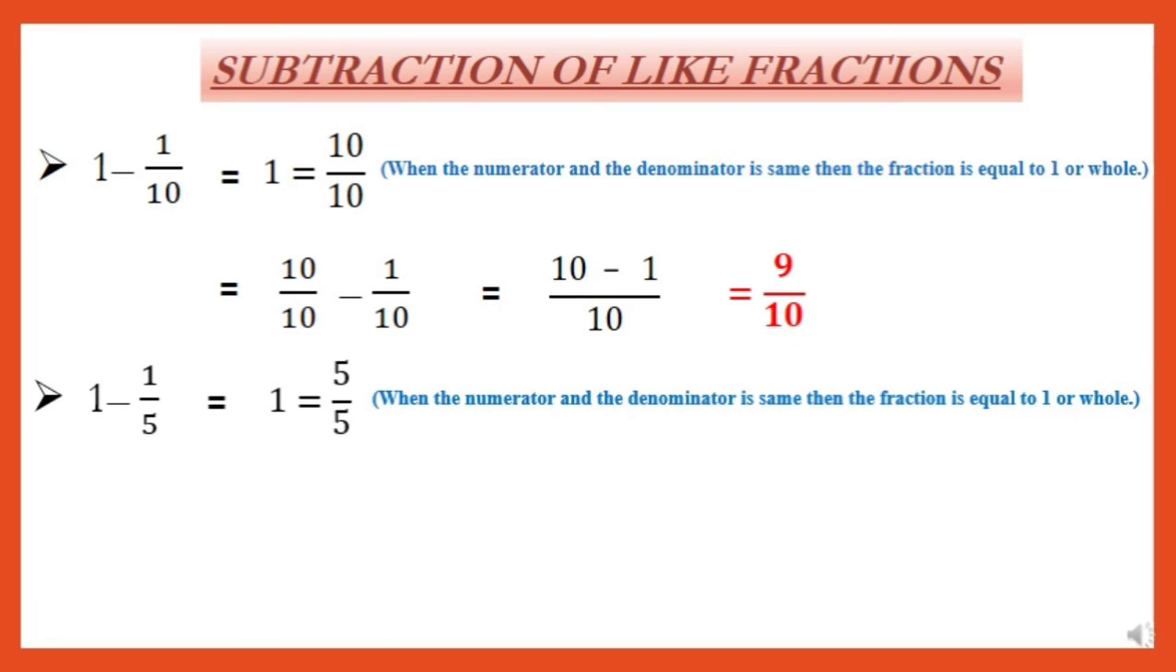Now we can rewrite the question as 5 by 5 minus 1 by 5. Now subtraction is very simple. Subtract the numerators and write it over the denominator. So 5 minus 1 by 5, which is equal to 4 by 5.